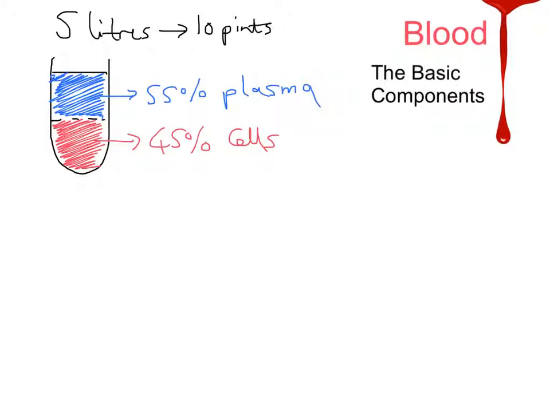So we're looking now in a bit more detail at the 45%. We're going to look at the type of cells that we see within the blood, and in that are included 3. We'll look at the red blood cells, we'll look at the white blood cells, but also a third type of cell that is often ignored, and that's the platelet.